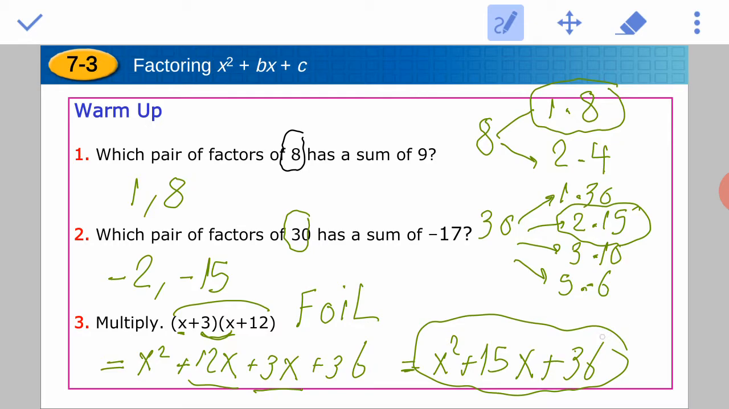Why is this one very important? Because this is exactly the reverse of our job. If you look at this topic, factoring x squared plus bx plus c, what are b and c? B and c are constants. In this example, b is 15 and c is 36. Our job is to bring this trinomial back to its origin, and its origin is x plus 3 times x plus 12. When you bring it back to this form, this is actually factoring the polynomial x squared plus bx plus c.